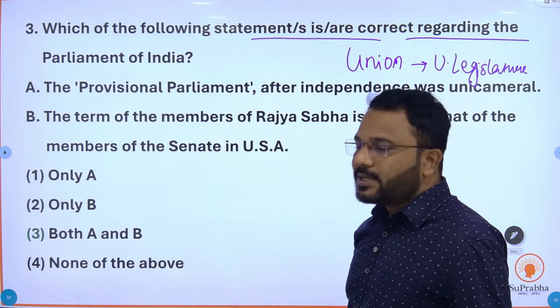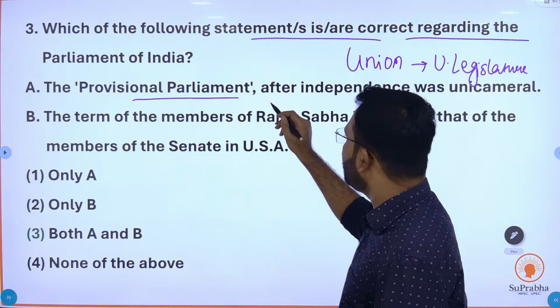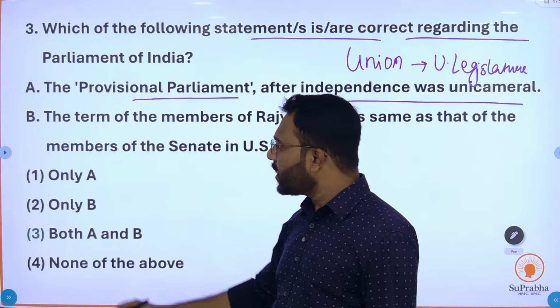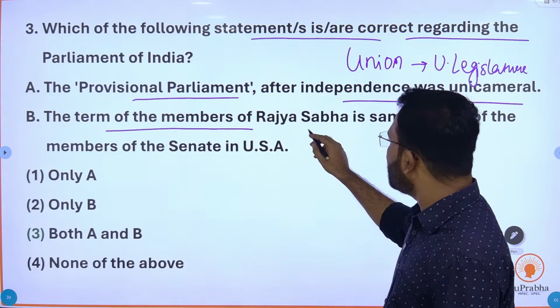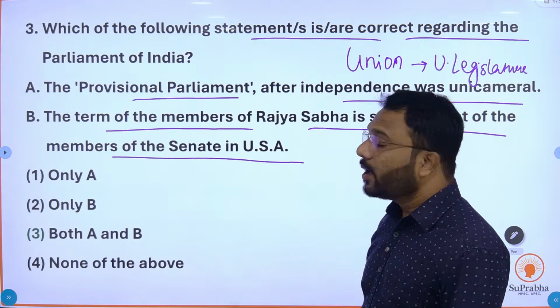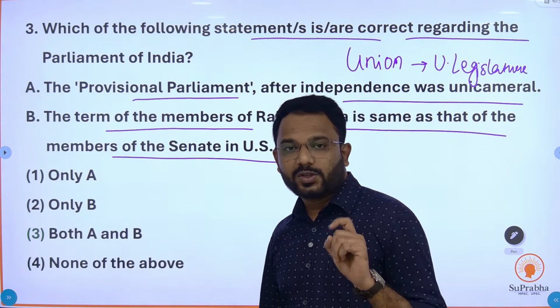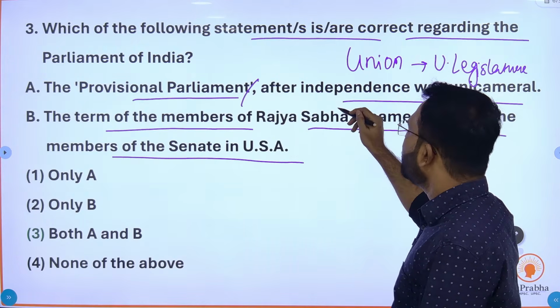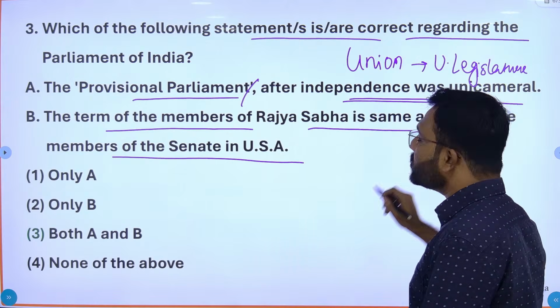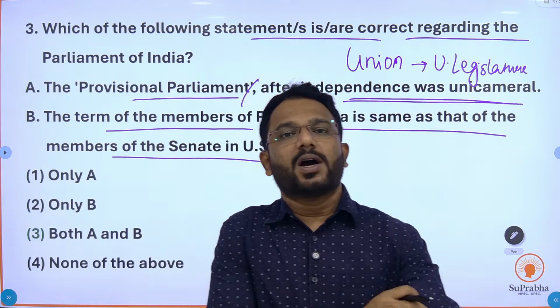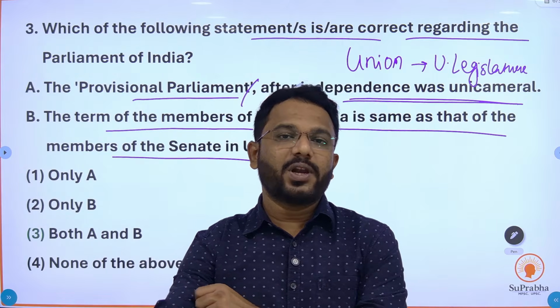So the option says the provisional parliament after independence was unicameral. Second, the term of member of Rajya Sabha is same as that of members of Senate in USA. So the first statement is related to provisional parliament and it says that after independence it was unicameral. What do you mean by unicameral? Unicameral means a legislature which has only one house.